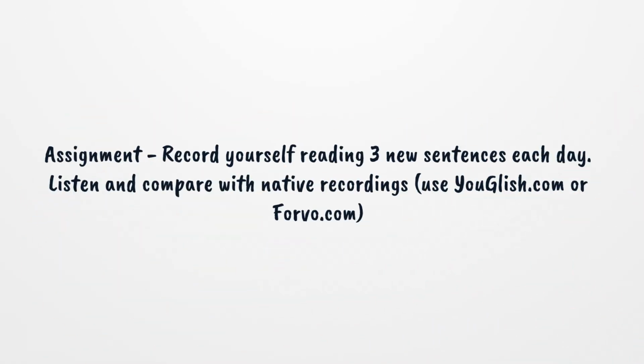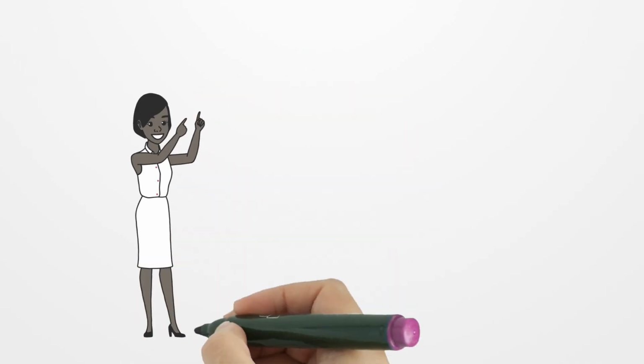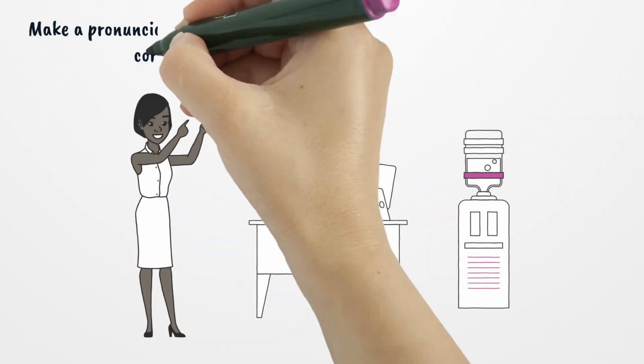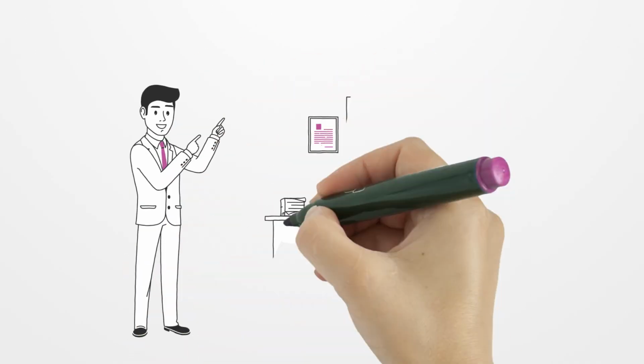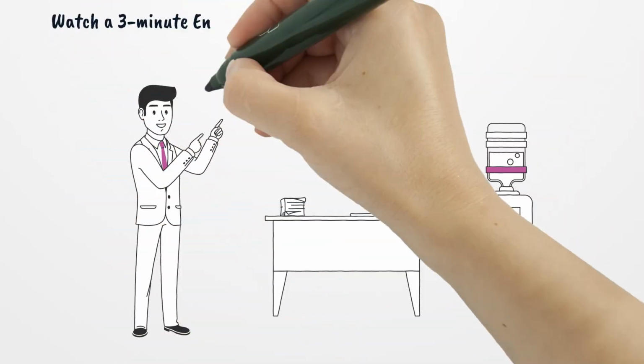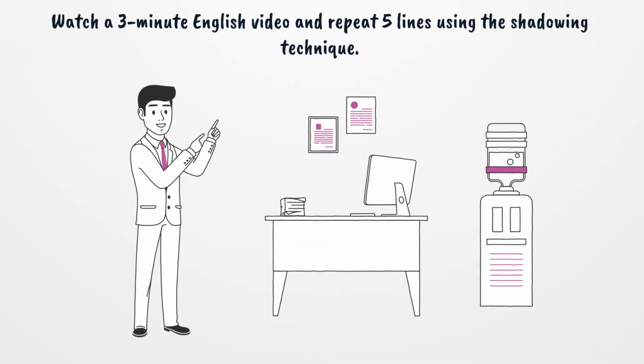Assignment: record yourself reading 3 new sentences each day. Listen and compare with native recordings. Use youglish.com or forvo.com. Make a pronunciation diary. Write down 3 words you mispronounced, their correct IPA transcription, and an audio link or resource. Watch a 3-minute English video and repeat 5 lines using the shadowing technique.